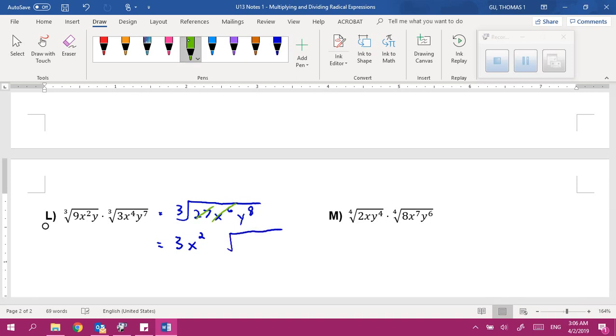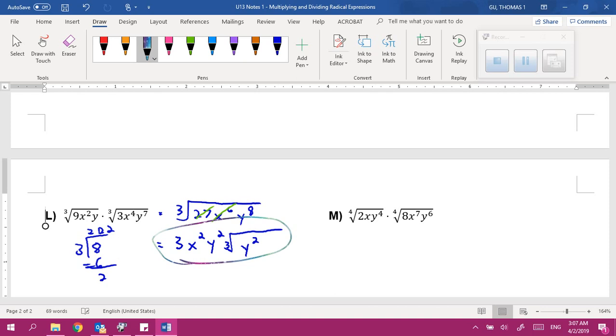Next, y to the 8th. What's 8 divided by 3, because the index is 3. 8 divided by 3 is 2, with a remainder of 2. So on the outside, I'm going to have y squared, and on the inside, I have the remainder of 2. And right here, don't forget to put the 3 as the index on the radical, because otherwise it's a completely different answer. There you go. Boom. 3x squared, y squared, times the cube root of y squared.